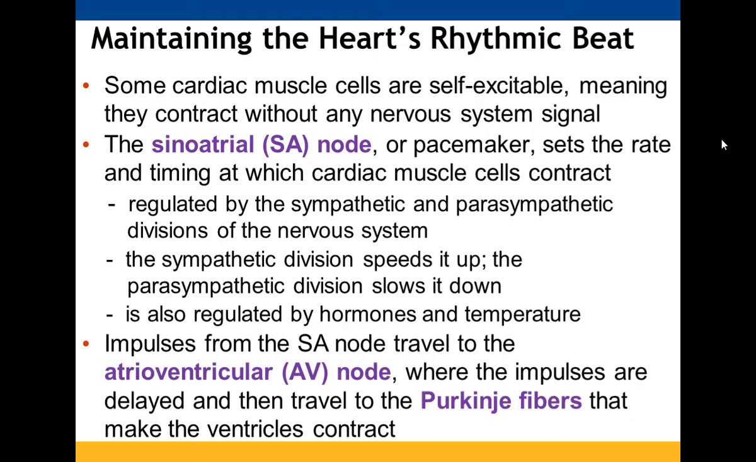As the SA node is signaling, it will send impulses to another node, the AV node. Those impulses will be delayed just a little bit. They'll move to these fibers that are throughout the ventricles, the Purkinje fibers, and that is when the ventricles will actually physically contract. For the atria to work in concert with one another, the left and right, and for the ventricles to work in concert with one another, since they're carrying totally different types of blood in terms of oxygenated and deoxygenated, those gap junctions we talked about in terms of how cells are connected to one another are how they're going to communicate to know that they need to work in concert with one another.